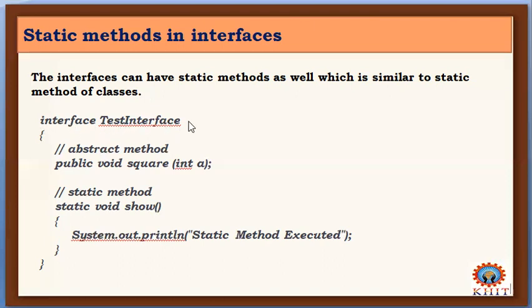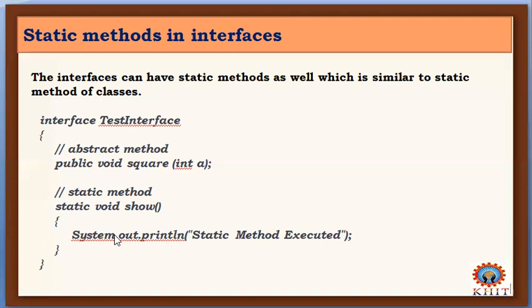There is an interface, TestInterface. Then we have a method called square, which is an abstract method belonging to this interface. And we have a static method, the name of the method is show. This is a static method. Like default methods, static methods can also have a definition inside the interface.